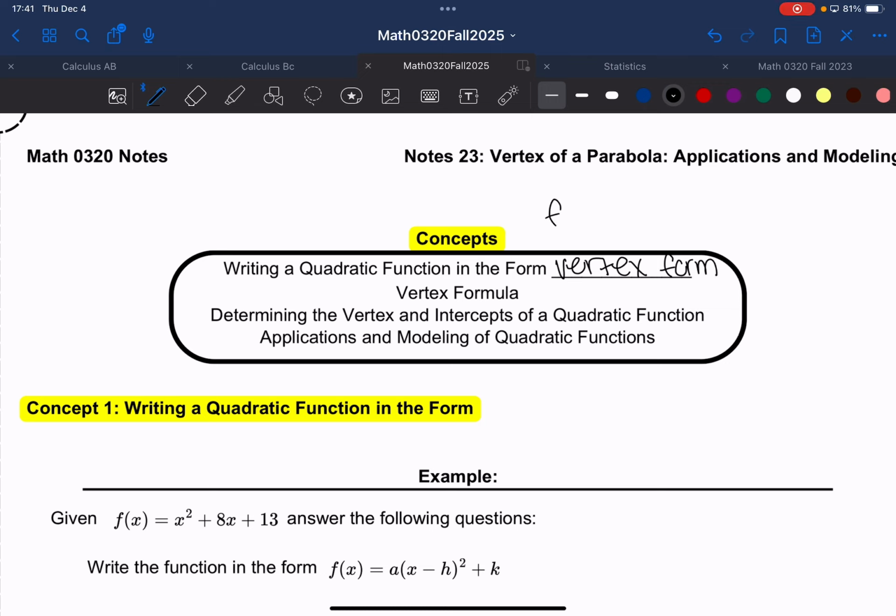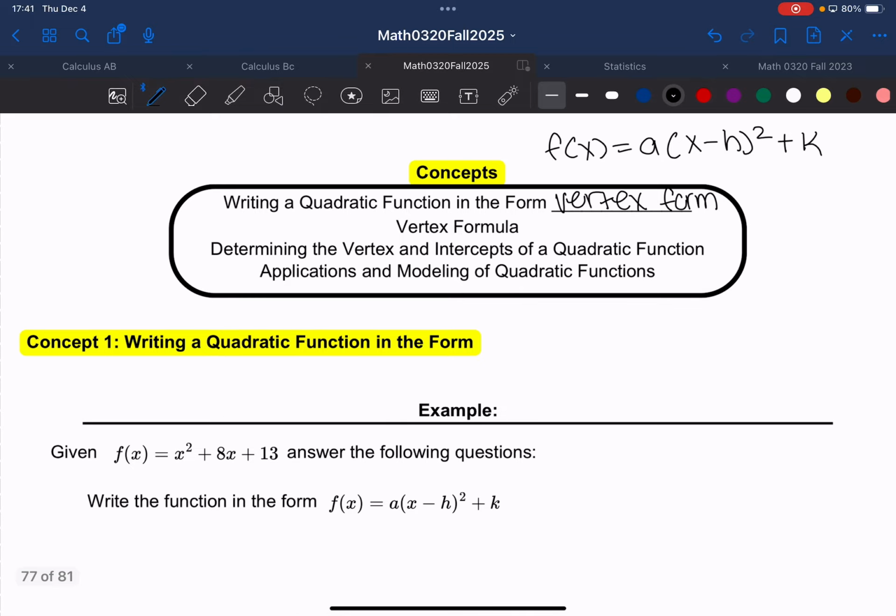And vertex form is f of x is equal to a(x minus h) squared plus k. And remember, a told us if it was facing up or down. Also told us if it was going to be a fat or skinny parabola. What did h tell us? The left or right horizontal. Good, so the left or right shift, so that horizontal shift. And then what about k? That was the y-axis. Yeah, so either up or down or the vertical shift. Okay.